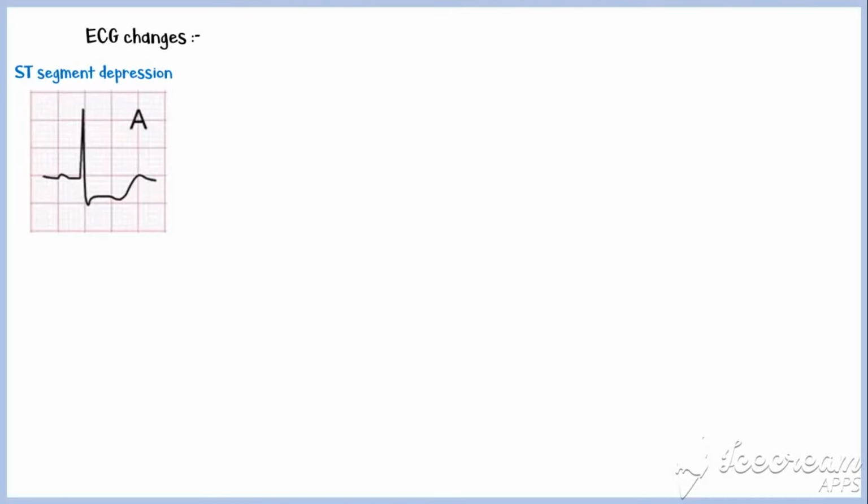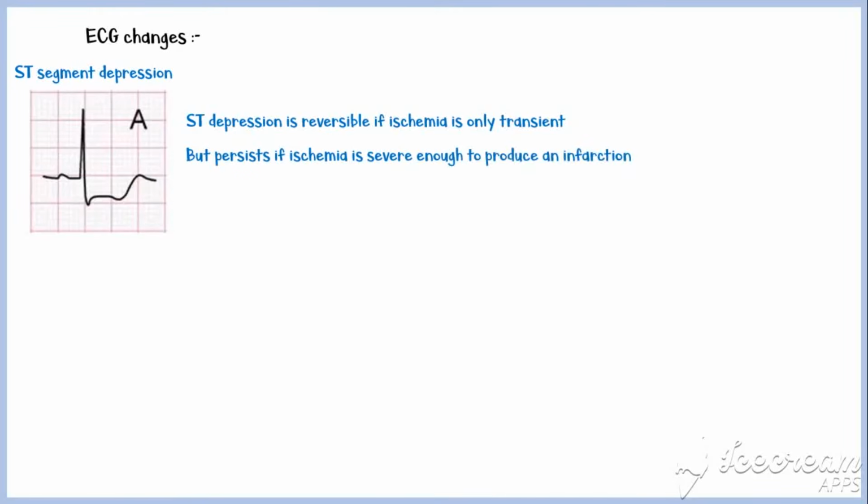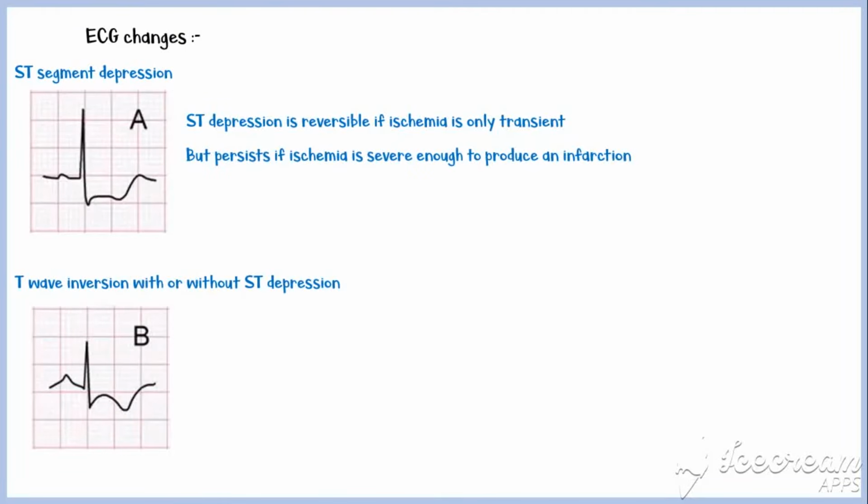ECG changes in subendocardial infarctions are characterized by ST segment depression. ST depression is reversible if the ischemia is only transient, but persists if ischemia is severe enough to produce an infarction. And sometimes a T-wave inversion can be seen with or without ST depression. Subendocardial infarctions are typically referred to as non-ST segment elevation myocardial infarctions. Because, as you will see later, transmural infarctions are associated with ST segment elevation on an ECG.